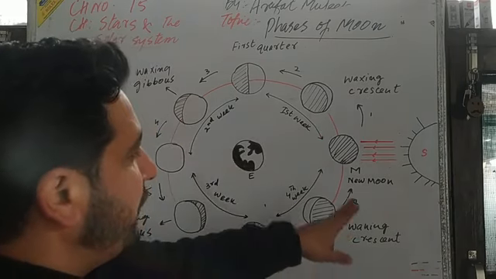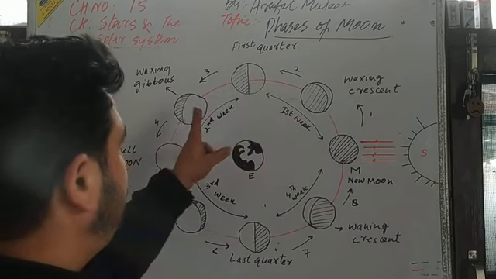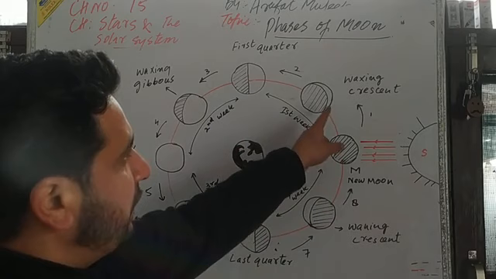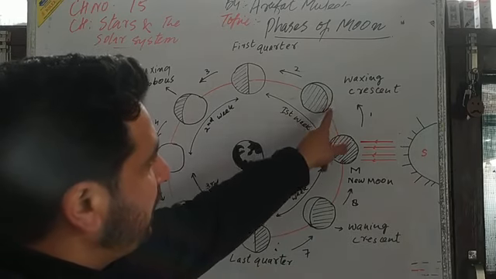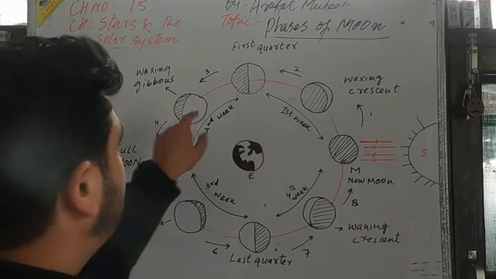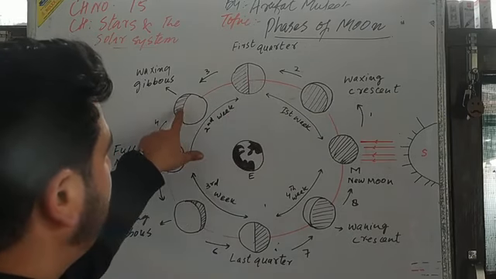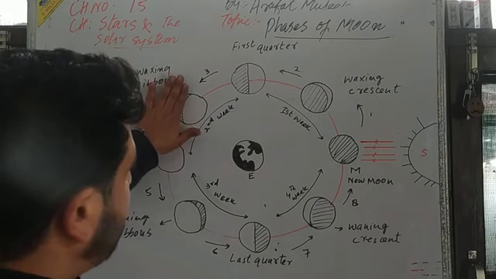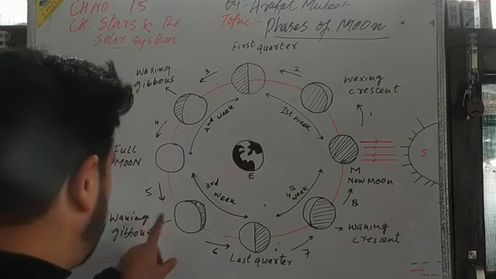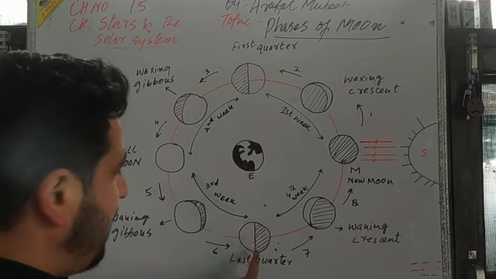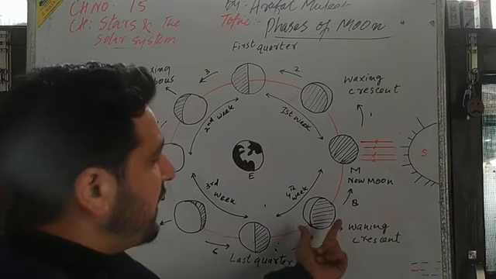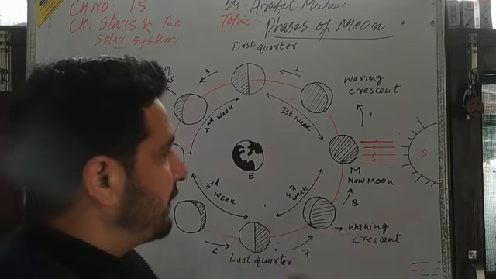There are a total of 8 phases of the moon: 1, 2, 3, 4, 5, 6, 7, 8. This is the new moon. This is the waxing crescent moon. Look, this is the crescent moon. This is the half moon. This is the waxing gibbous moon, more than half. Here is the full moon. Here it is the waning gibbous. Then it is another half moon, which comes in the last quarter. Then the 8th phase of the moon is the waning crescent moon.